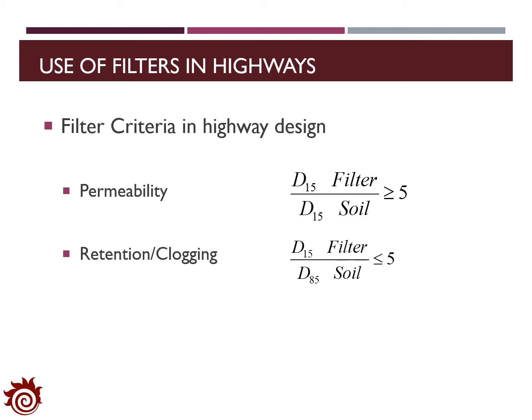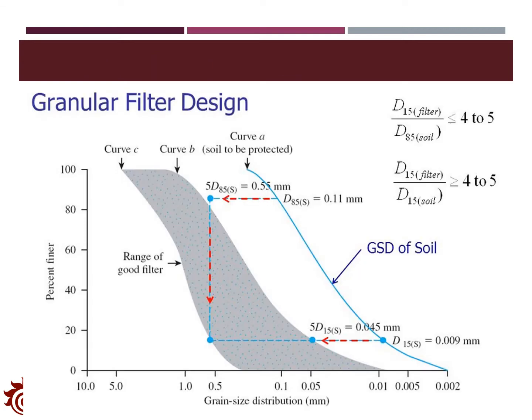Also, for highway design, usually we will choose different values. For permeability, we want the D15 filter over D15 soil higher than 5, not 4. And for retention or clogging criterion, we want the D15 filter over D85 soil less than 5. This is the same as the previous assumption. In general, for granular filter design, we want D15 filter over D85 soil less than 4 to 5, and D15 filter over D15 soil greater than 4 to 5.